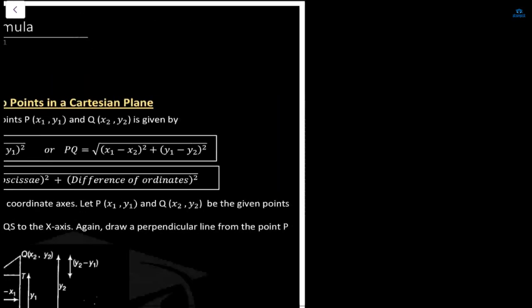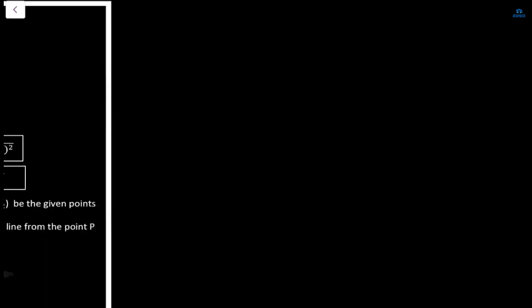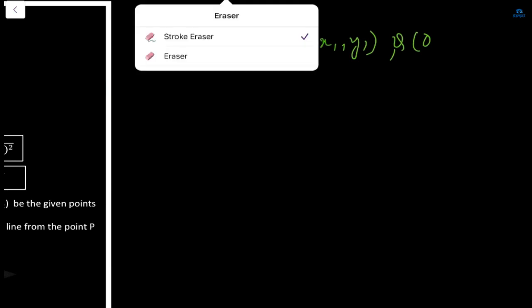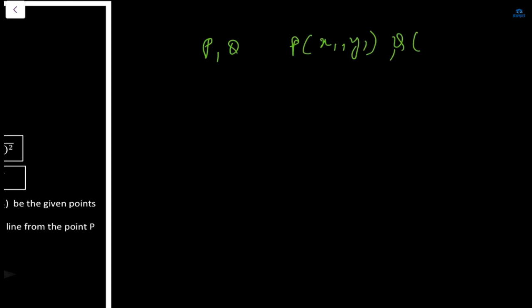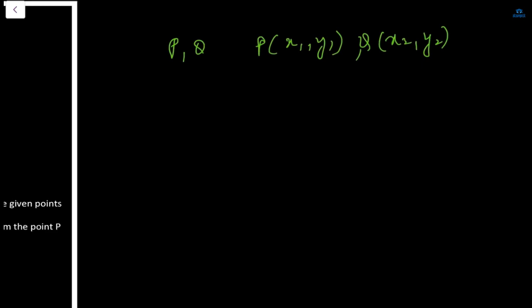You have points P and Q. P is represented by x1 comma y1 and Q is represented by x2 comma y2. So how will you find the distance between P and Q? I'm telling you the whole proof first, and after that I'll tell you the formula.